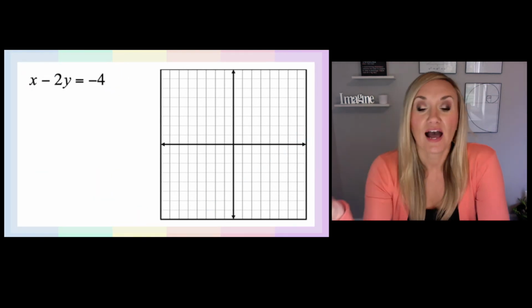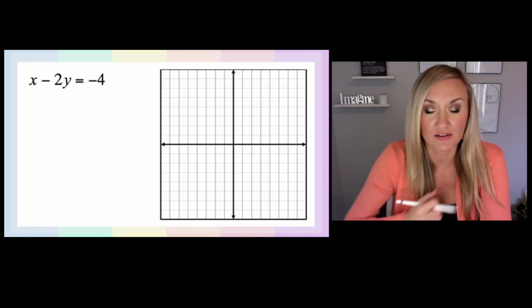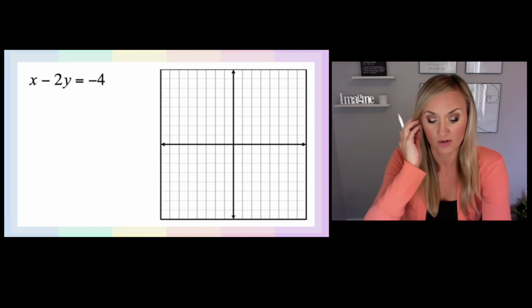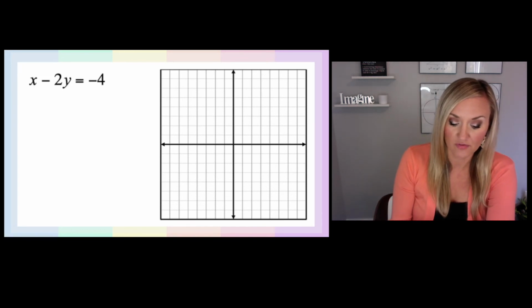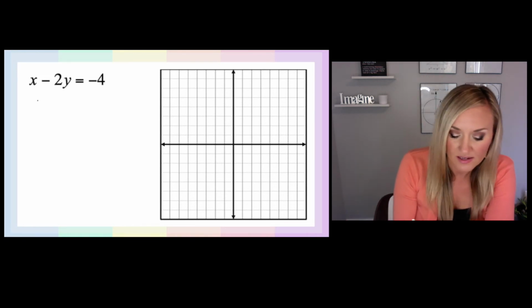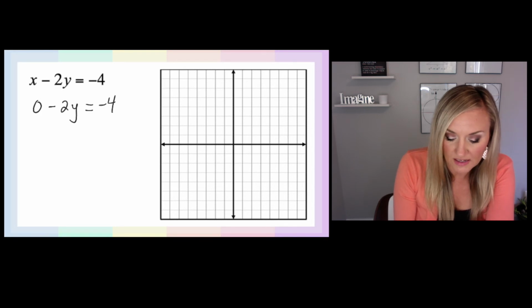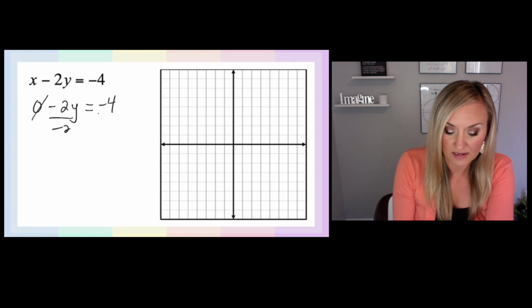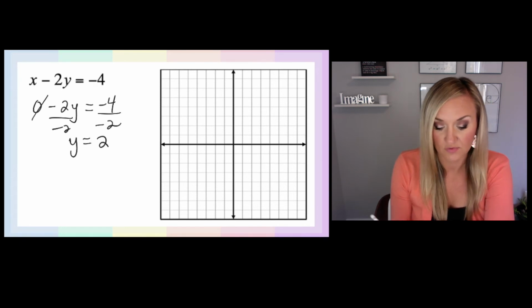All right, how about you try this one on your own if you're ready? If not, that's okay too. I'll give you another chance to pause the video and try it out. I'm going to go ahead and plug in 0 for x right away. There's no number in front of x. That's okay. So I'm just going to say 0 minus 2y equals negative 4. And when I divide by negative 2, then I have y is a positive 2.